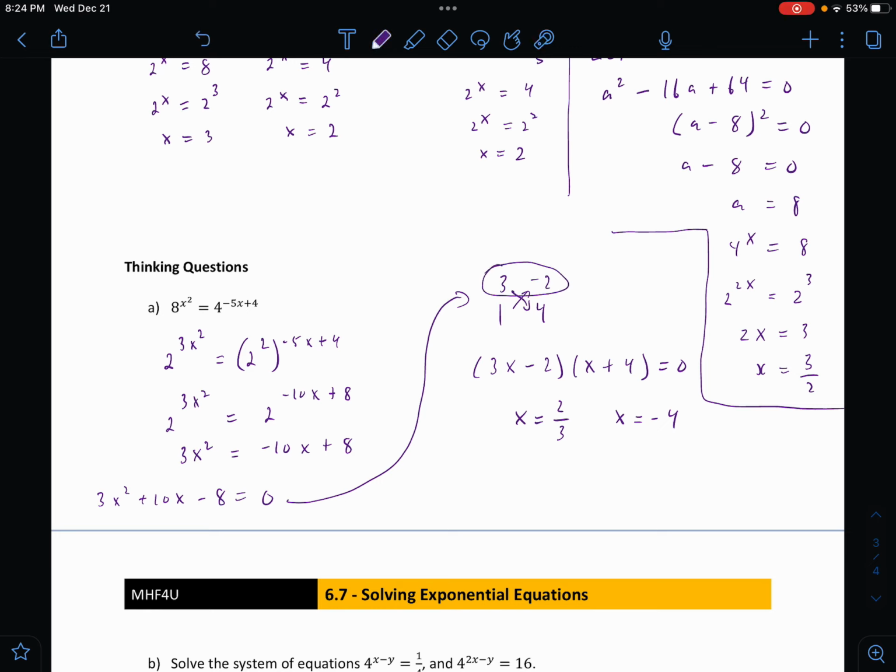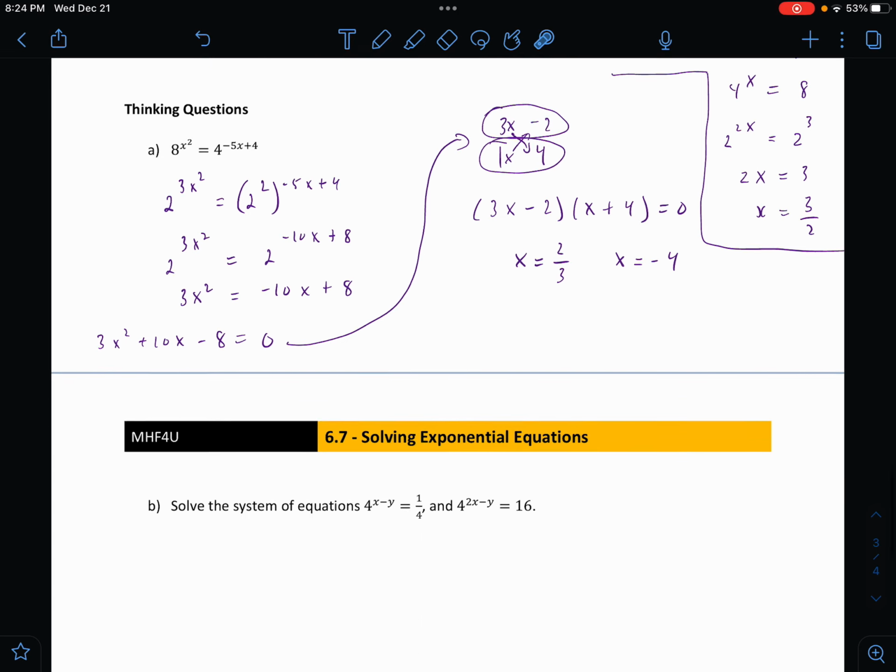So that's our first factor. The second factor is just a matter of adding x to each one. So we got 3x minus 2 multiplied by x plus 4 is equal to 0. We solve each factor, right? So we set each factor equal to 0 and solve for x. We get x is equal to 2 over 3 and x is equal to negative 4.